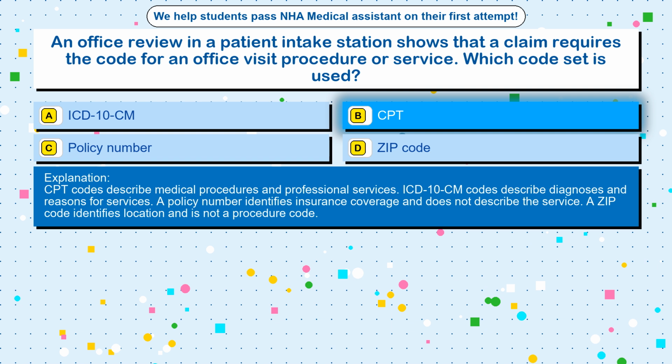CPT codes describe medical procedures and professional services. ICD-10-CM codes describe diagnoses and reasons for services. A policy number identifies insurance coverage and does not describe the service. A zip code identifies location and is not a procedure code.